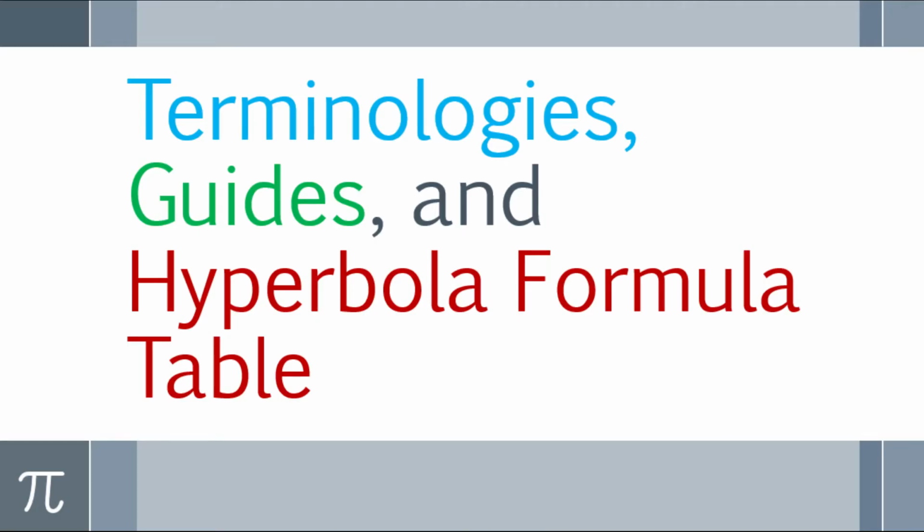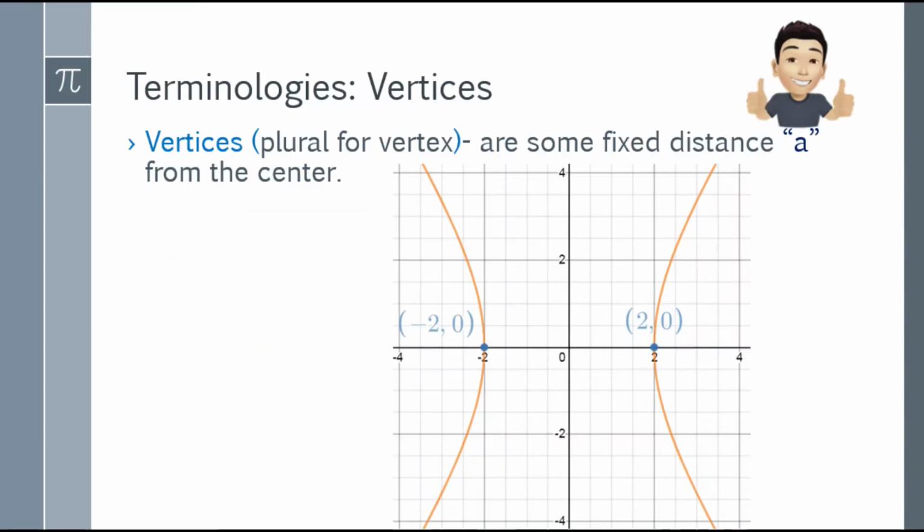Alright, so let's move on to the terminologies, guides, and hyperbola formula table. So let's start with the vertices. Vertices, ito yung plural ng vertex. So ito yung some fixed distance, a, from the center. Tatalakayin natin mamaya ano ba yung a na yan. So makikita nyo, ito yung parang nag-turn yung curve ng hyperbola nyo. So dalawa to palagi ah. Pag hyperbola, dalawa yung makikita nyo yung curve. Siyempre, dalawa din yung vertices.